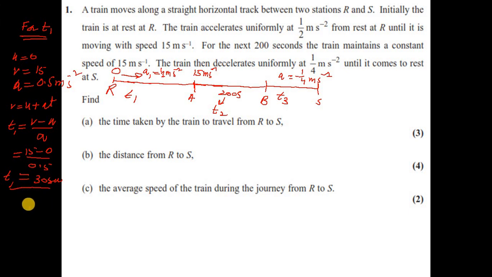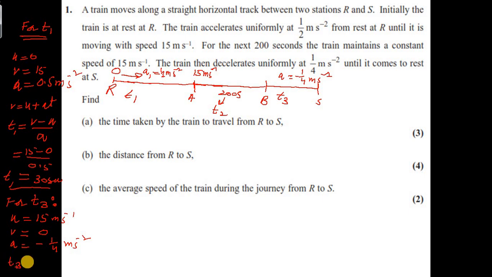Similarly, you can work out t3. For t3, your initial velocity for the last interval is 15. It is because the train is moving with constant speed throughout the second interval. So when it reaches B, the velocity of the train will be 15. So the initial velocity is 15 and the final velocity will be 0 because the train is coming to rest at S, and acceleration is minus 1/4 meter per second squared, or 0.25 if you wish to say.